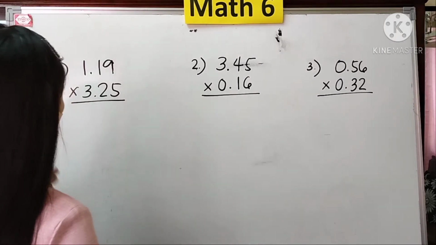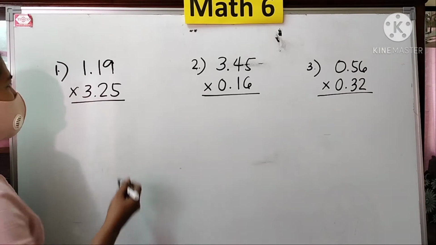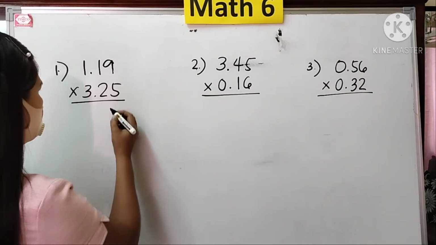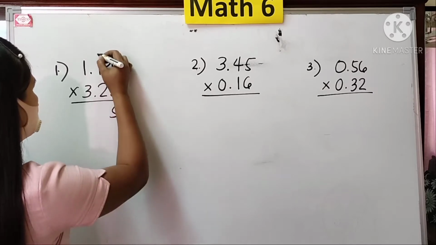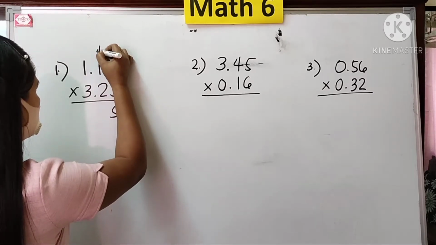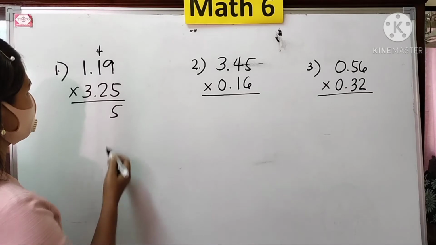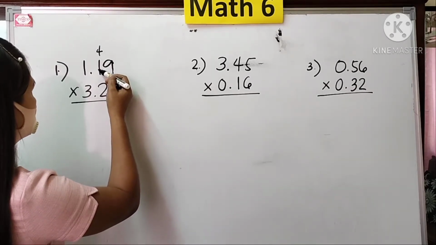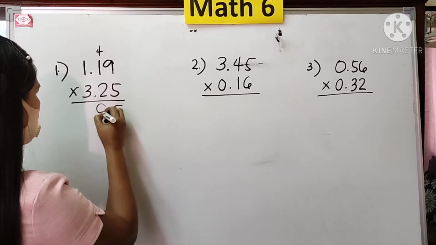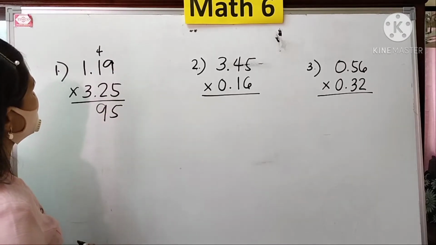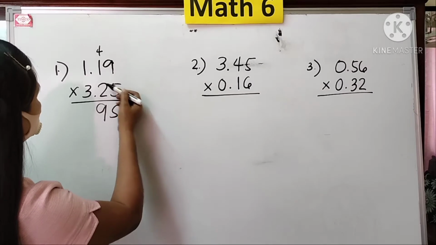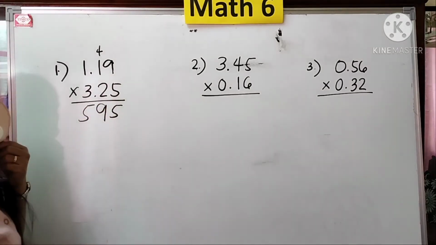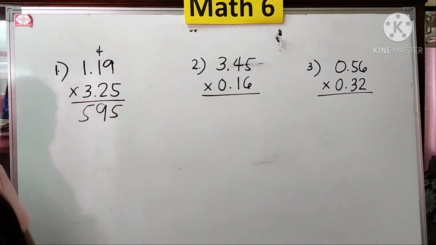Here, you will start multiplying 5 times 9. That will give you 45. So 5 carry 4. The next is 5 times 1 is equal to 5 plus 4 is equal to 9. The next is 5 times 1 is equal to 5. So we have now a partial product.